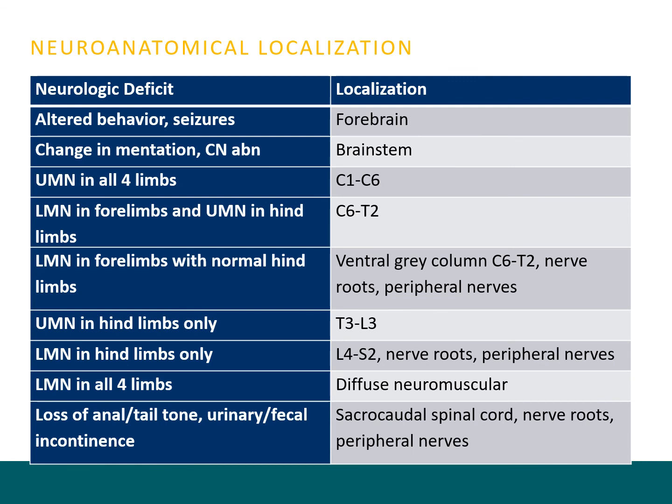And again, we can get reasonably specific with our localization. If we have behavior abnormalities and/or seizures, we're thinking forebrain. If we have a change in mentation or any sort of cranial nerve abnormalities, we start getting into brainstem. And like I mentioned earlier, depending on what conglomeration of cranial nerve abnormalities, we can often say even within the brainstem, is there one or more than one lesion? And then as we start to get into spinal cord, we really can start to localize more and more, which section of the spinal cord are we looking at?